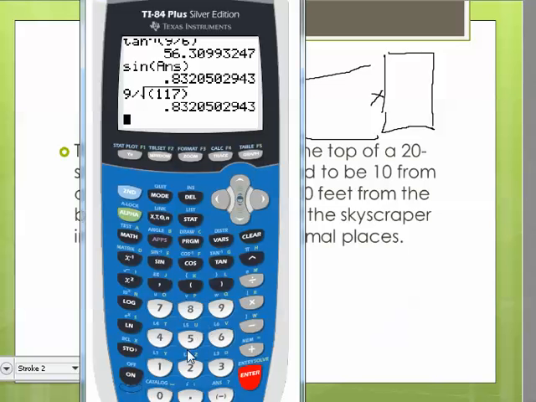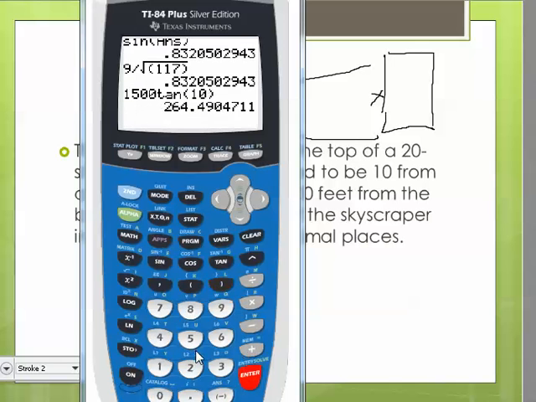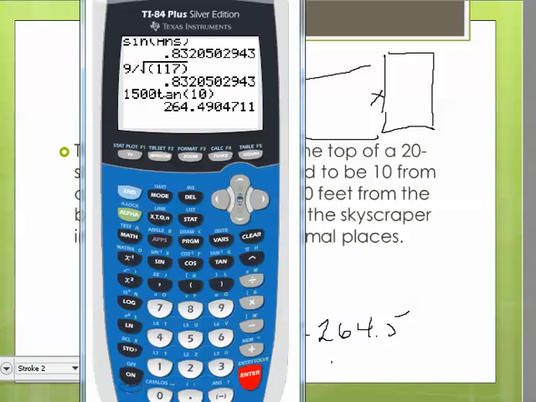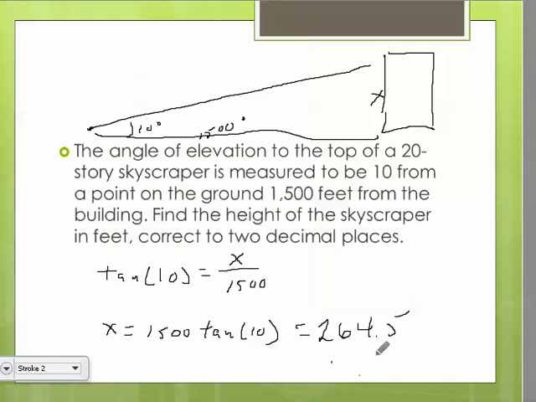Well, let's just work that out real quickly. 1,500. You've got to push the zeros. Thank you. Tangent 10 degrees. And see what we get when we do that. And we got 264.5. Wasn't dyslexia kicking in there? Nope. 264 and a half. 264 feet high. Okay, it's a 20-story skyscraper.